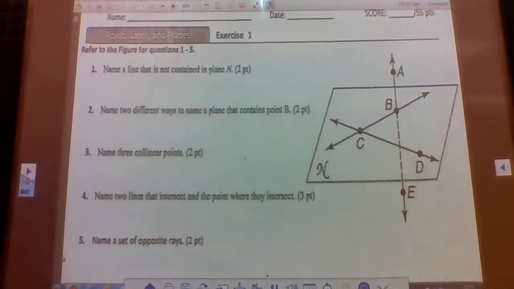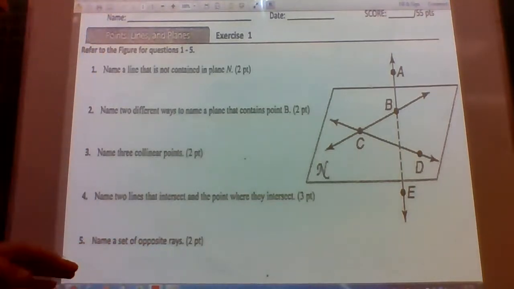Okay, this is another points, lines, and planes practice in the grade book. This one I think will be called the PLP with sketches. It's our second points, lines, and planes practice.